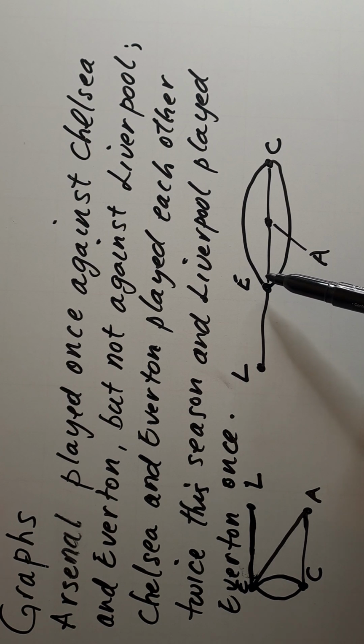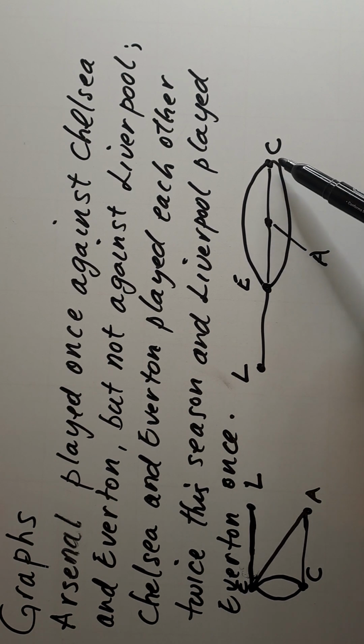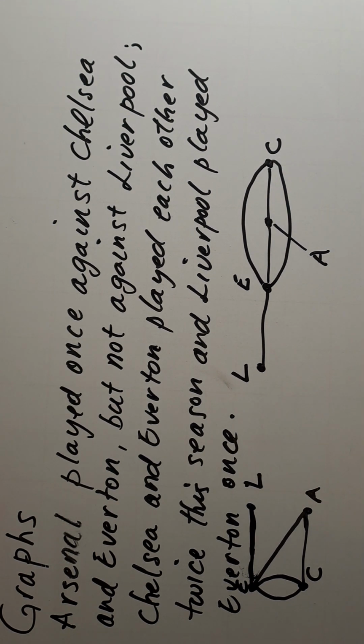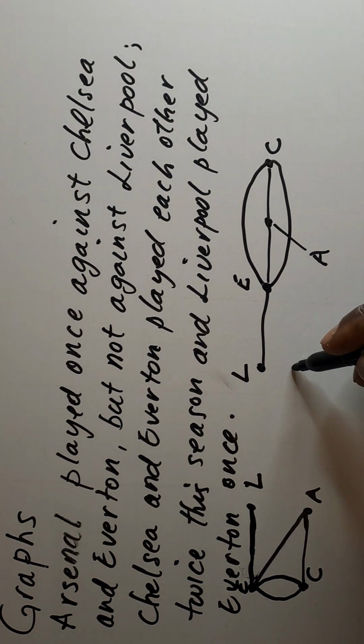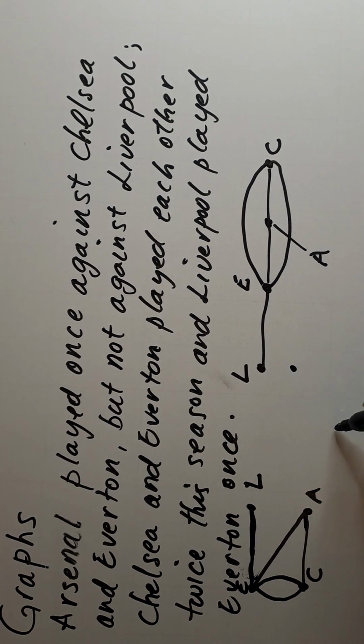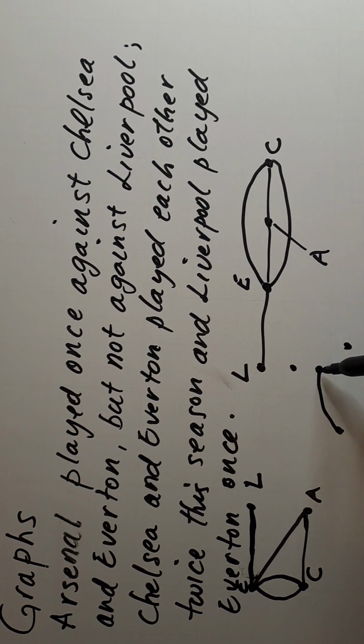Of Everton connected to or playing Chelsea, and that happens twice. And then Liverpool played Everton, which is this edge, once. And then our next graph represents, again, the same data, but arranged differently.